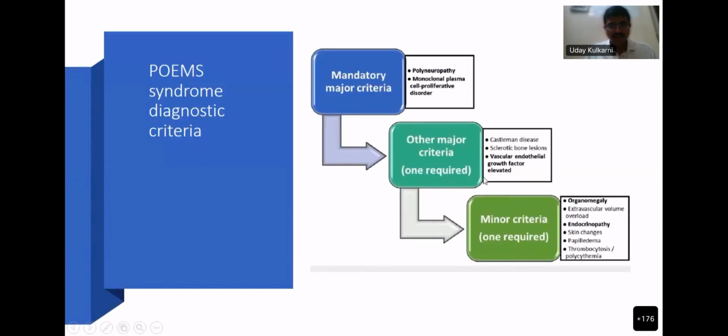So essentially this patient had POEMS syndrome. He fulfilled the mandatory criteria. He had polyneuropathy, and he had a monoclonal plasma cell proliferative disorder, as we identified an M-band and it was IgG lambda. The other criteria that he met were a sclerotic bony lesion, skin changes and organomegaly. So he fulfilled the diagnostic criteria for POEMS syndrome.